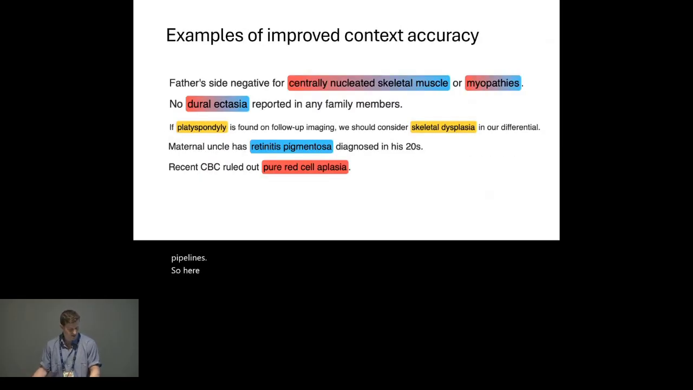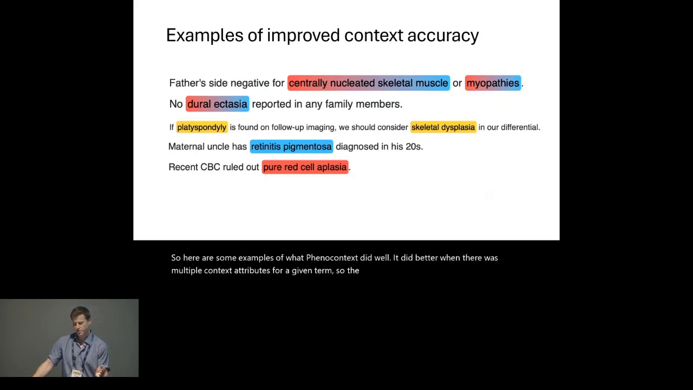So here are some examples of what PhenoContext did well. It did better when there were multiple context attributes for a given term. So the gradient coloring from red to blue means that it's both negated and family related. It also just did better on hypothetical, family, and negated instances. Specifically for that last row, the negation keyword "ruled out" is not in the ClinPhen dictionary to assign negation. Those are pretty easy to modify, you just add it in, but with the default behavior it's not included, and our model can pick that up.